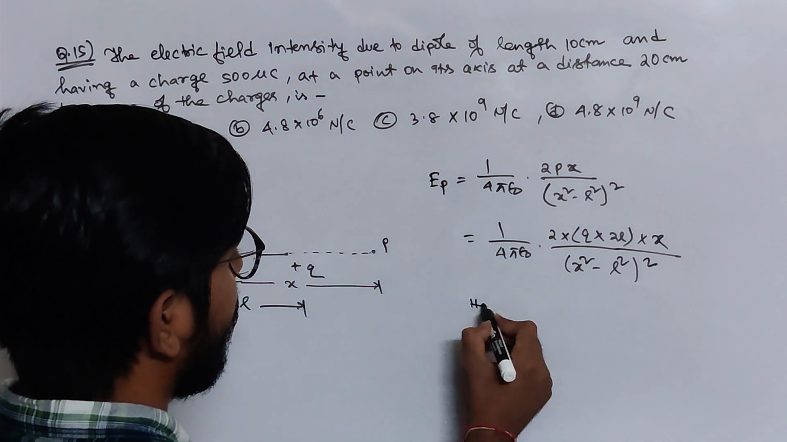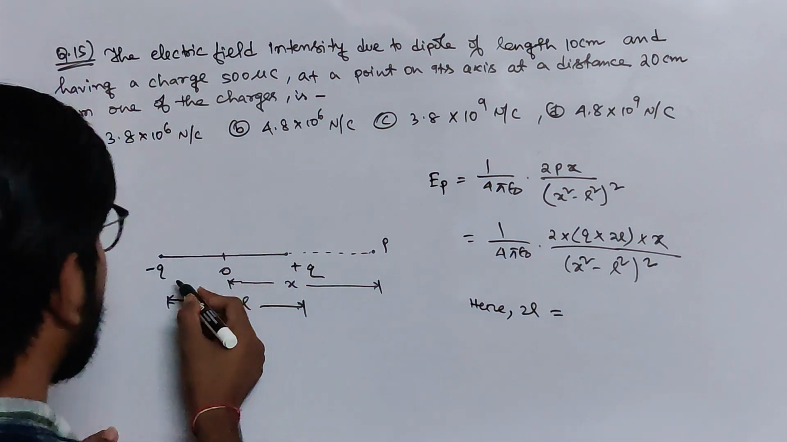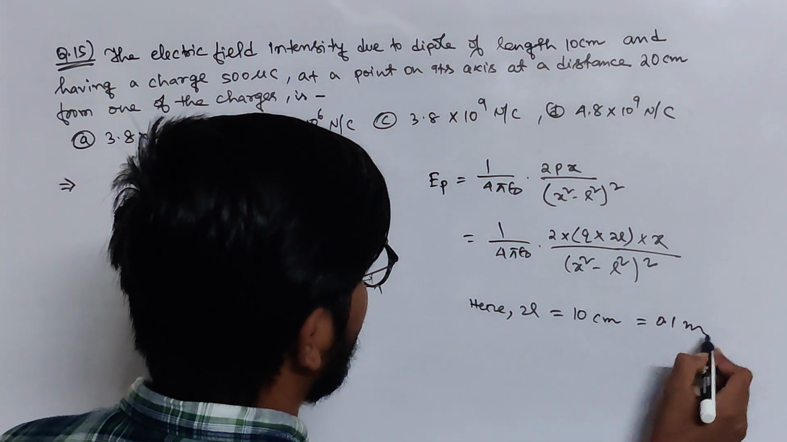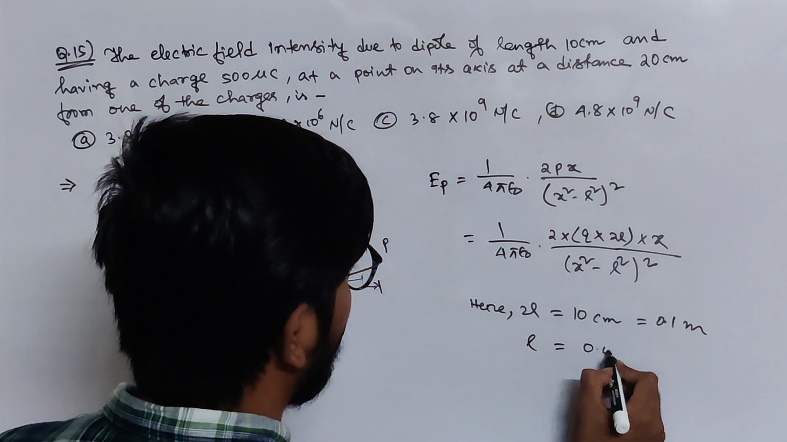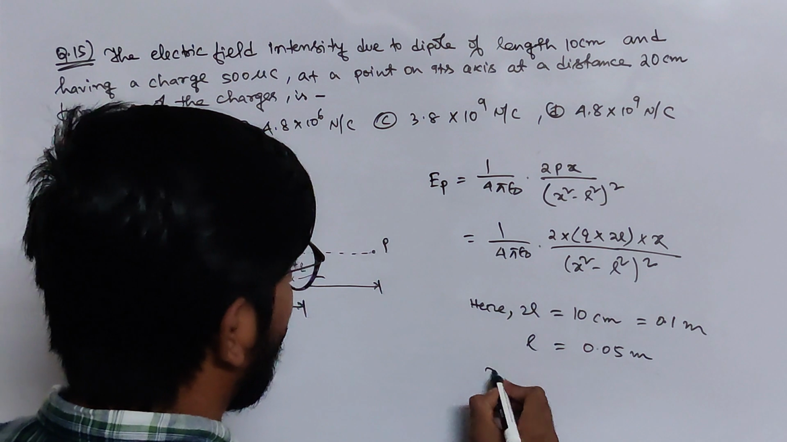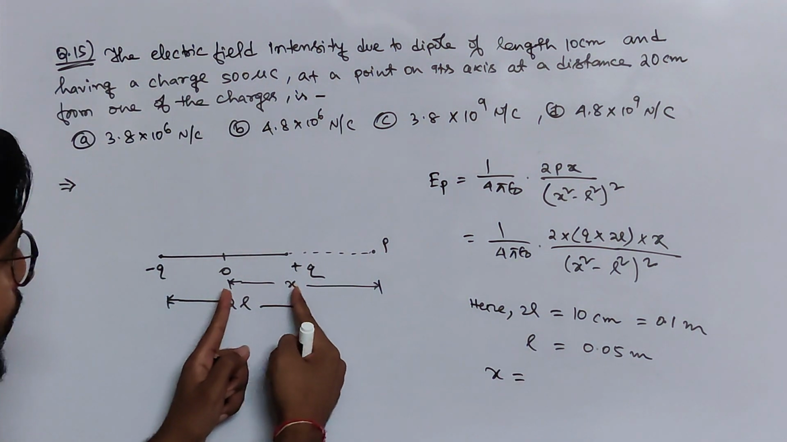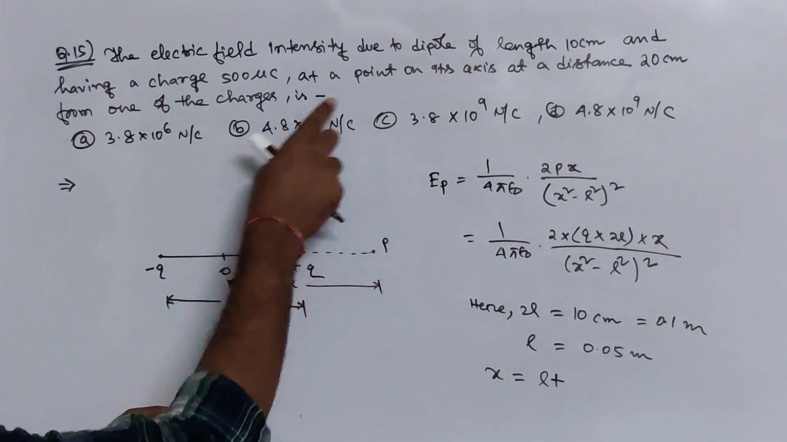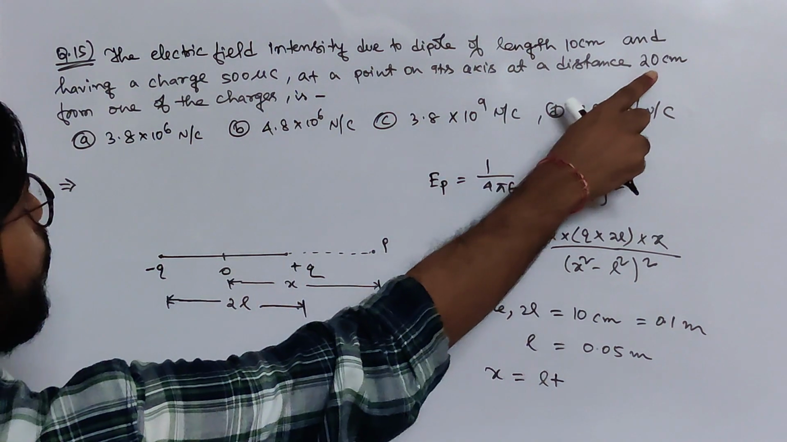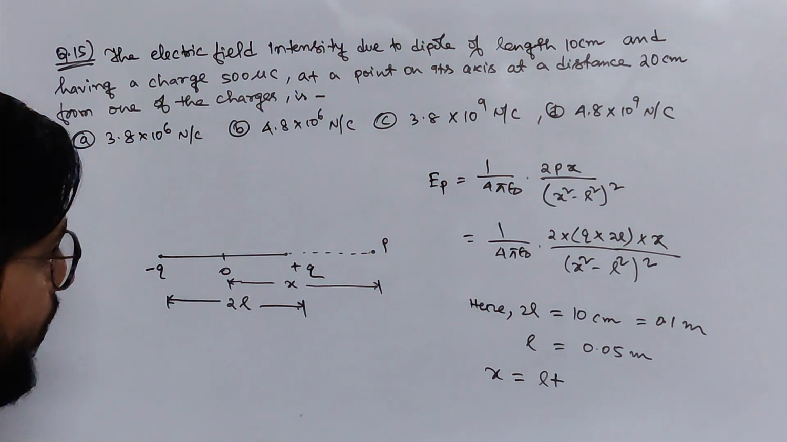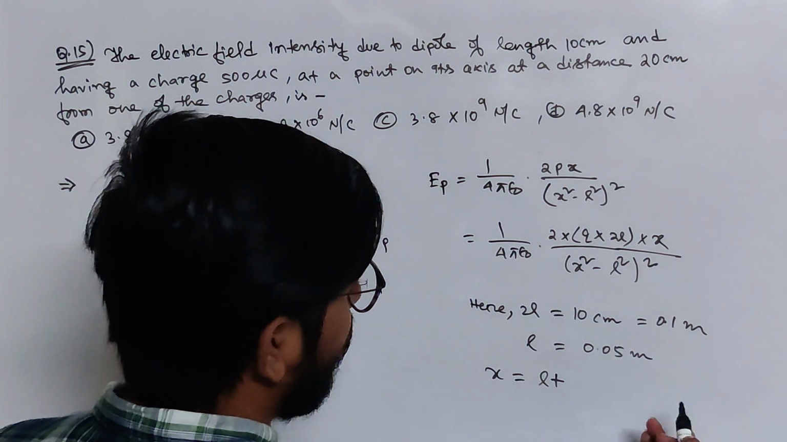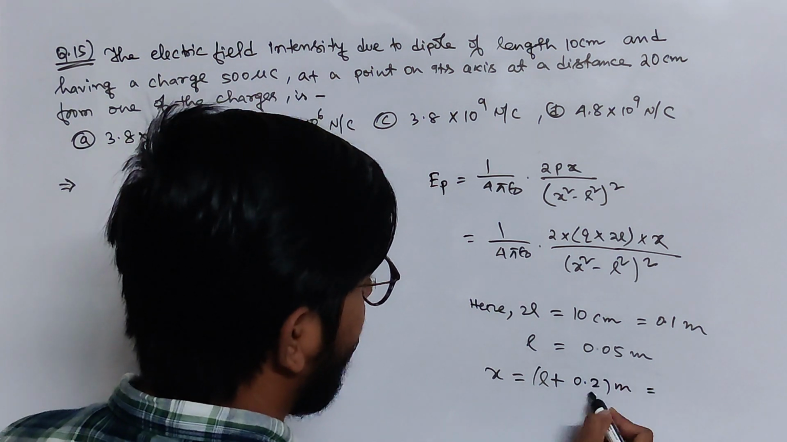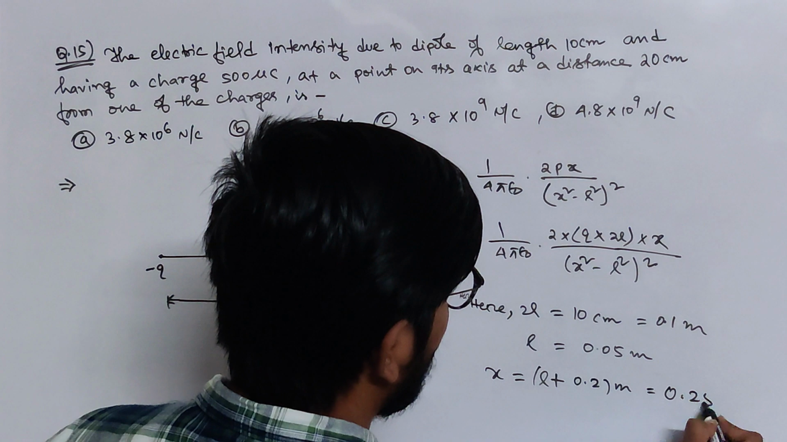Here 2L is given as 10 centimeter, or we can write 0.1 meter. Then what will be L? L will be 0.05 meter. Then what will be x? x will be this length, that is L, plus this distance, and this distance is given as 20 centimeter from one of the charges. That is, x will be L plus 20 centimeter. If you convert it into meters, it will be 0.05 plus 0.2, which is 0.25 meter.